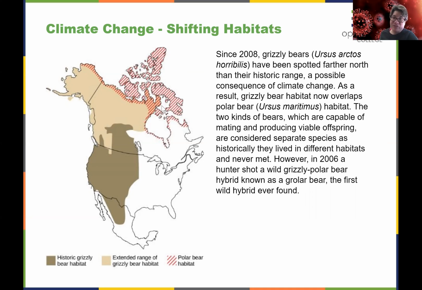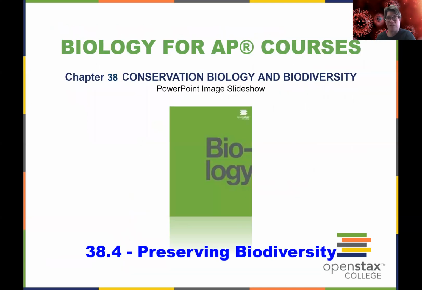And so it looks like in 2006, a hunter shot a wild grizzly polar bear, which is known as a growler bear. It was the first one ever found. And so climate change can cause these habitats to shift and weird things to happen. And they can really affect the food web in these different ecosystems.